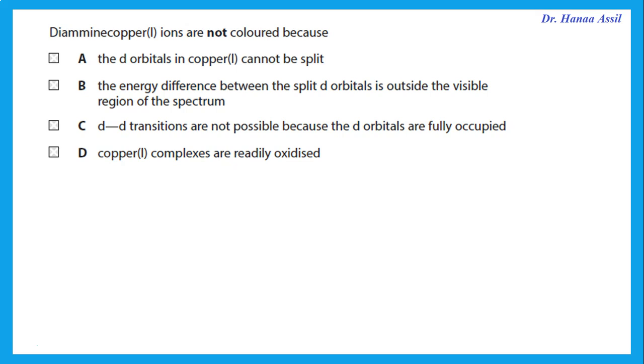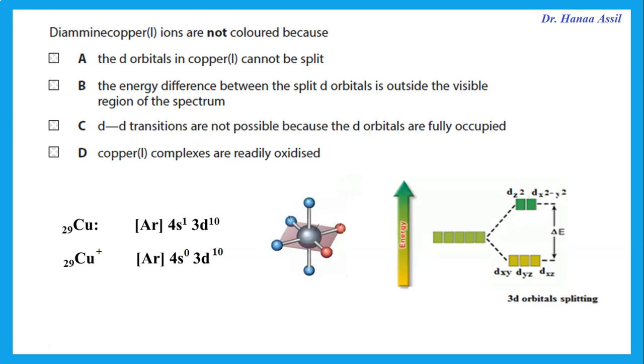This question says diamine copper 1 ions are not colored. If we have copper 1, why would it not be colored? Because if we look at the electron distribution, copper is 29 and we said this is 4s1 3d10. So if I'm trying to form the copper 1 ion, I just remove the electron from the 4s. And that means the 3d sublevel is completely filled.